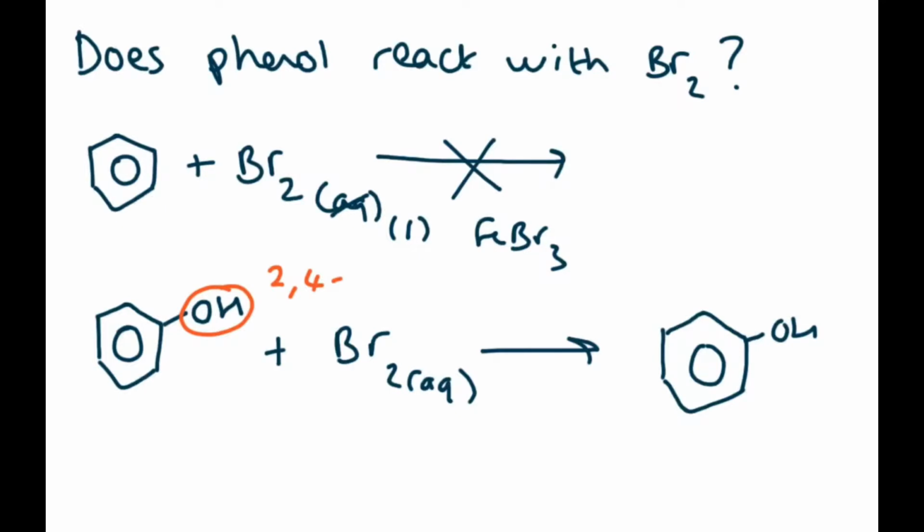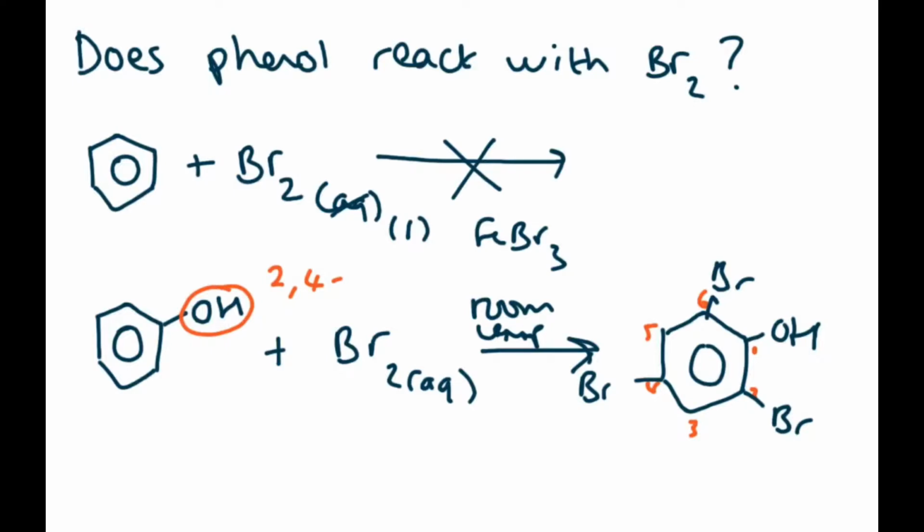Okay, so the bromine, if we're going to number our positions, that's carbon 1 on the benzene ring, carbon 2, carbon 3, carbon 4, carbon 5, carbon 6. Phenol, the OH, sorry, is 2-4 directing, so you're going to get bromine on carbon 2, bromine on carbon 4, and also 6, which is equivalent to 2 on the other side, okay? So it goes absolutely crazy, yeah? And it's with bromine water as well, no catalyst needed, happens at room temperature.